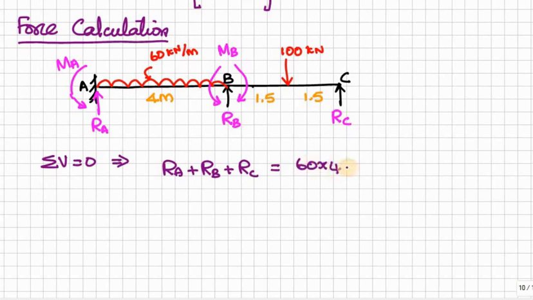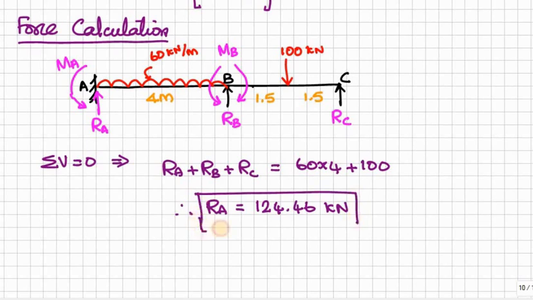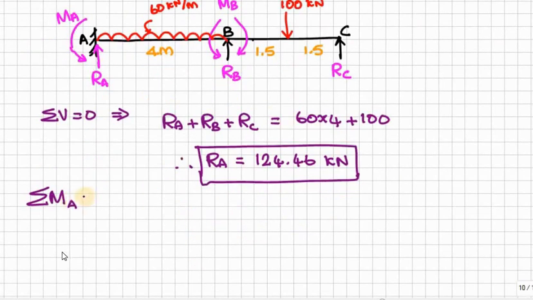60 into 4 plus 100. Therefore, RA is equal to 124.46 kilonewton. So now apply sigma MA is equal to 0. That means we have to equate all the clockwise moments on one side, and on the other side we group all the anti-clockwise moments.